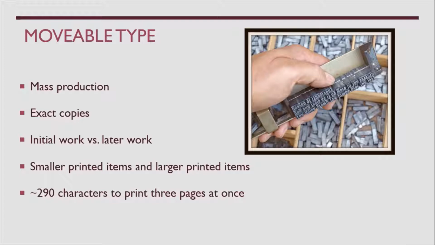He also chose to produce large items like the Bible and educational material, but at the same time continued to print smaller items like almanacs and calendars in order just practically to offset the costs of making these bigger items and to make some money to keep the shop running in the meantime. And for his Bibles in particular, it took about 290 characters required just to print 3 pages at the same time. So it gives you sort of a sense of the scale that we're looking at.